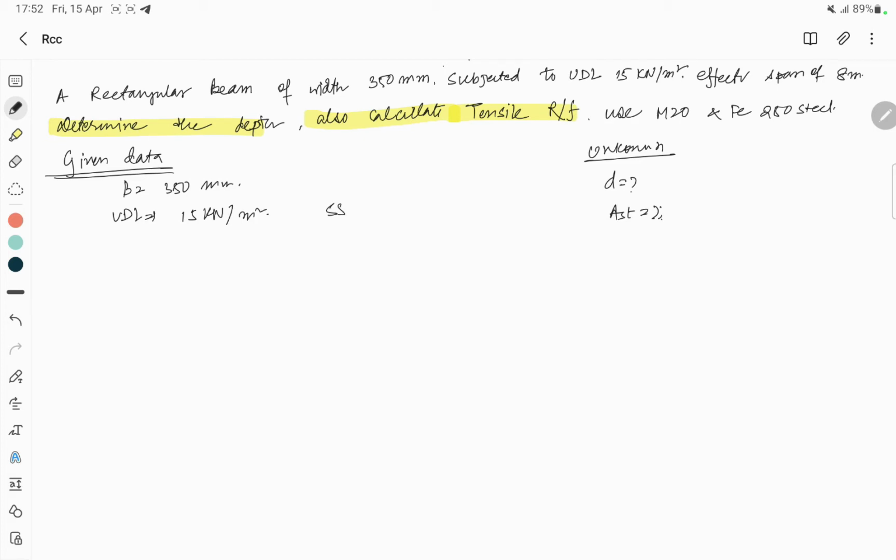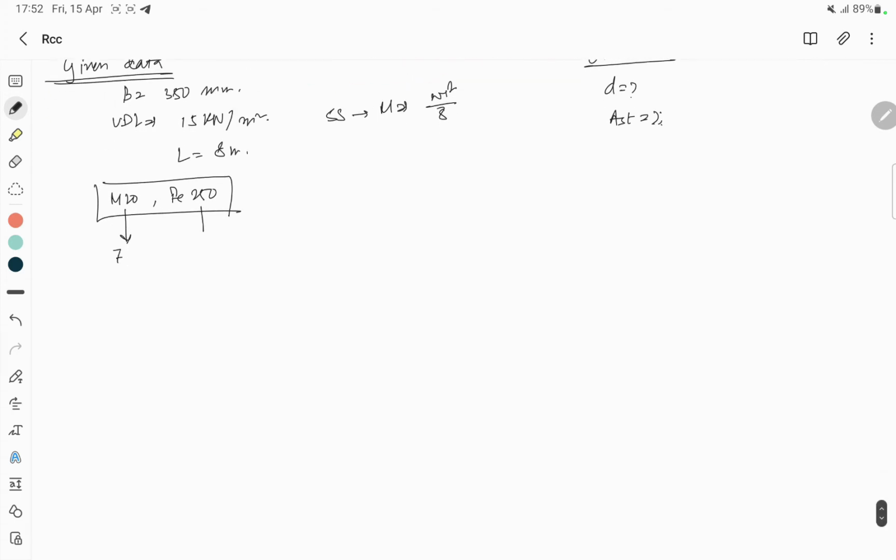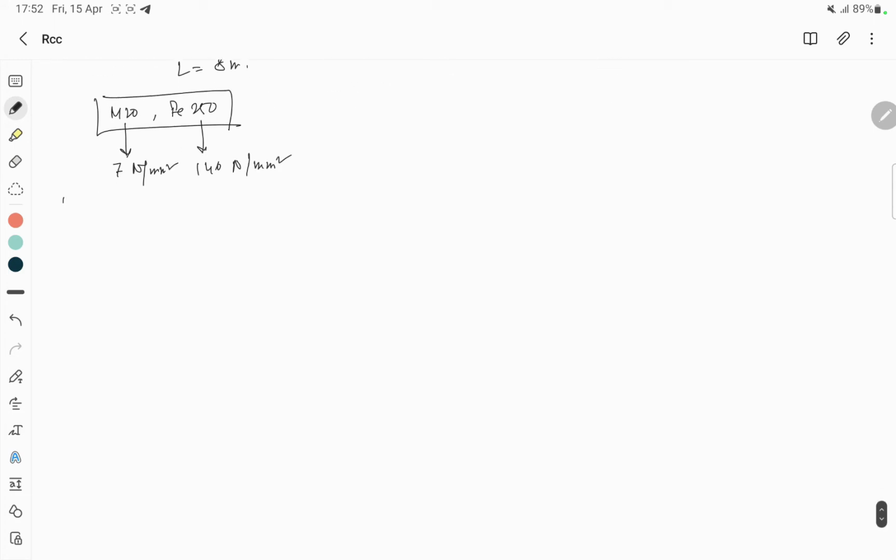As the beam is simply supported, the maximum bending moment should be WL squared by 8. The span, that means L, equals 8 meter, and M20 and FE 250 are used. So for M20, sigma CBC is 7 and sigma ST is 140 Newton per mm square. Now see step by step how we solve the problem.